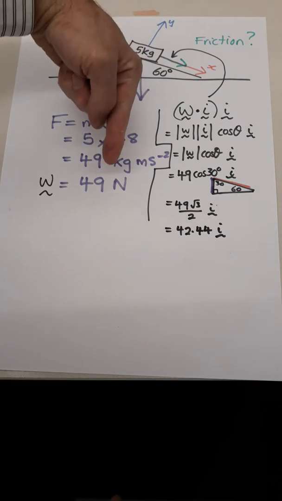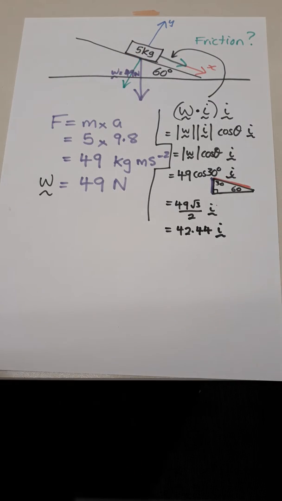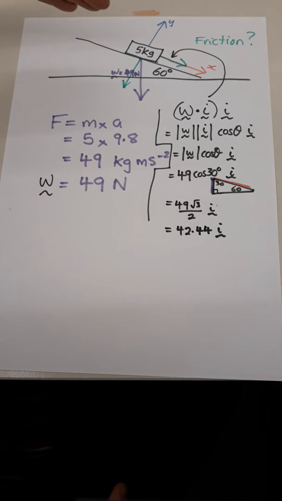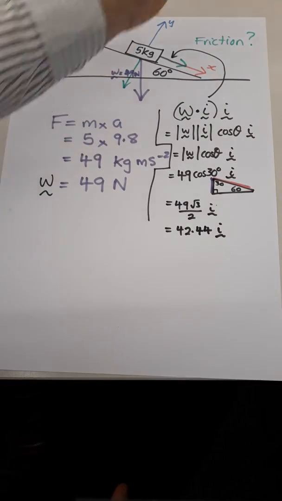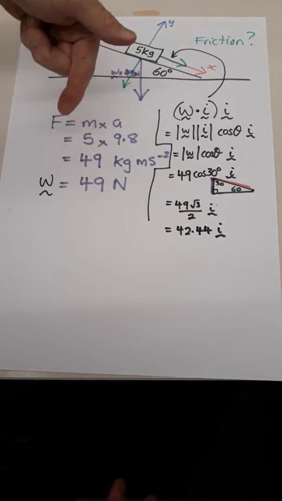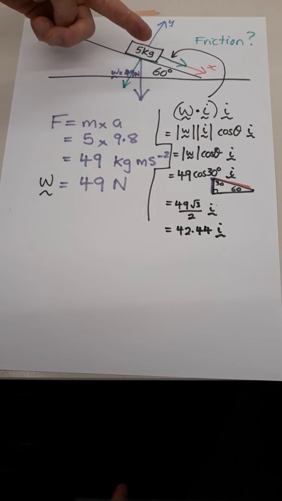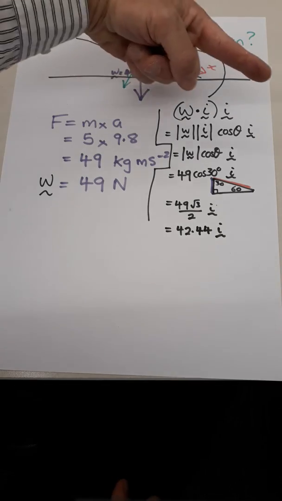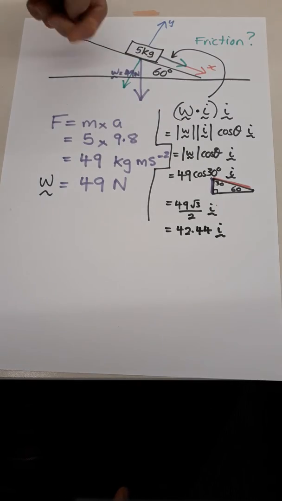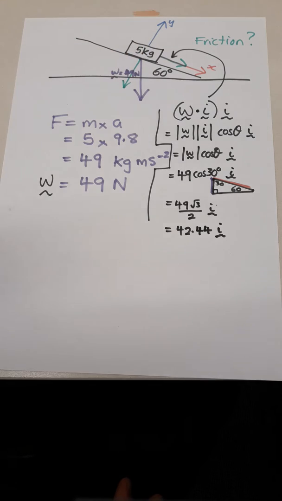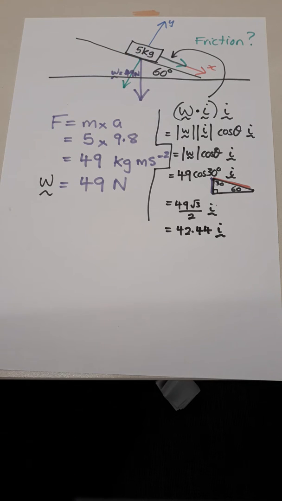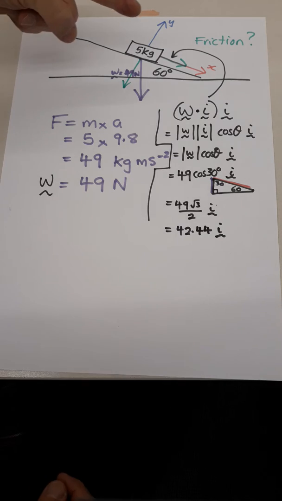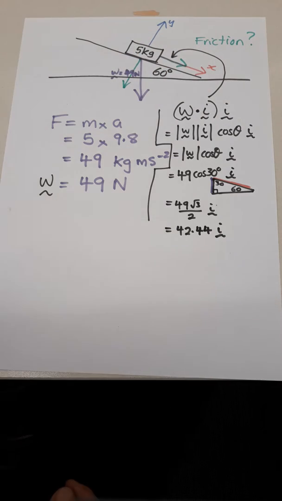So there's 49 newtons pulling straight down, the force of gravity acting on that 5 kilogram block. If you resolve it into going down the plane and perpendicular to the plane, there is 42.44 newtons pulling down the plane. And we could calculate how much was pulling that way as well. But we're only after the force of friction, and the force of friction is counteracting that one there.